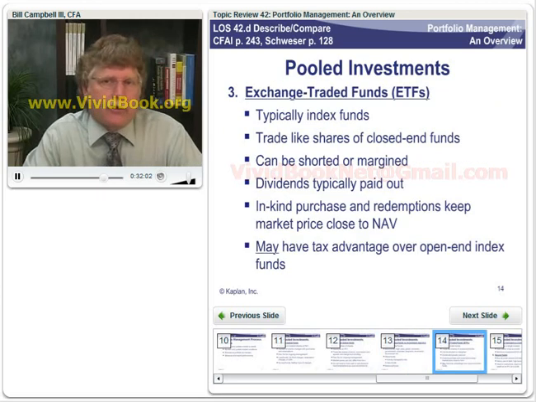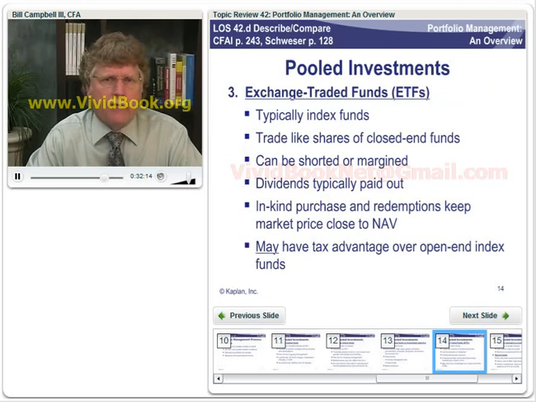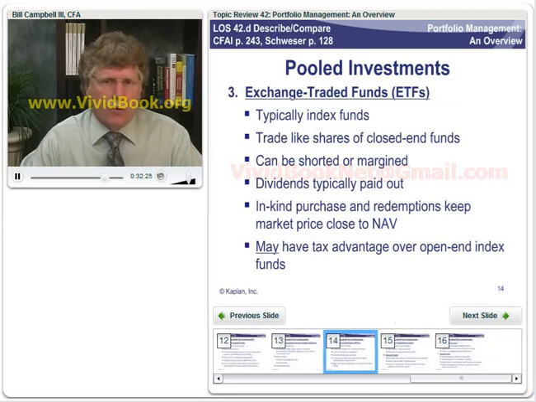Now let's turn to exchange-traded funds. These are much more closely related to the closed-end funds about which I was talking a little bit ago. Typically, well, at least originally, exchange-traded funds were mostly index funds. They mostly tracked particular market indices like the S&P 500 or the Russell 1000 or the DAX or the FTSE or some other market index.